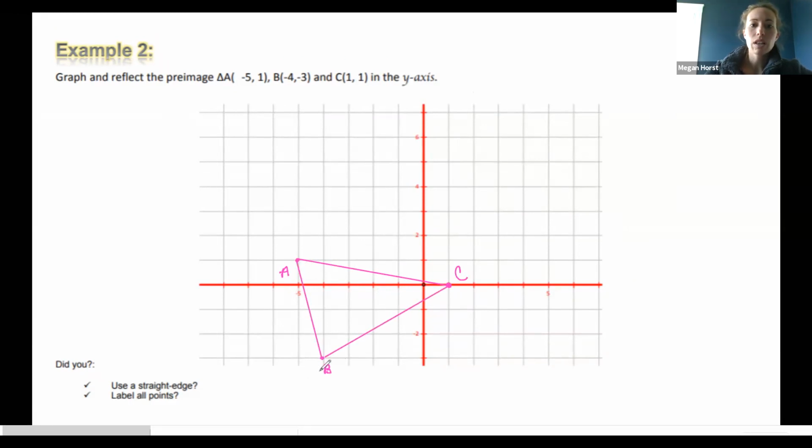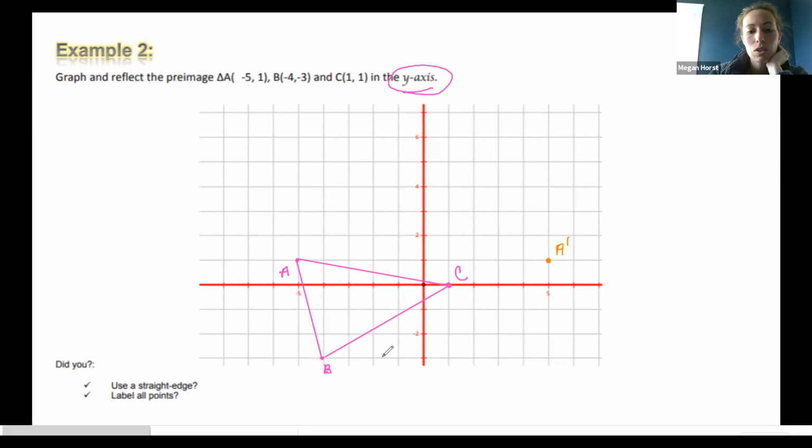So now we have triangle ABC. This time we're reflecting over the y-axis. So I'm going to do the same thing. I'm going to start with point A. I'm going 1, 2, 3, 4, 5 spaces away from my line of reflection, which is the y-axis. So I'm going to go 1, 2, 3, 4, 5 spaces away in the opposite direction.